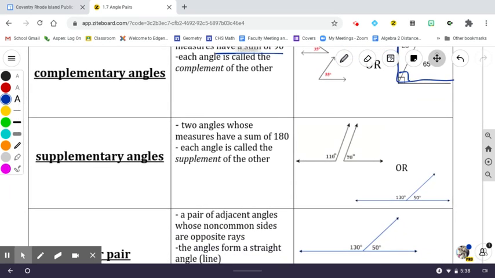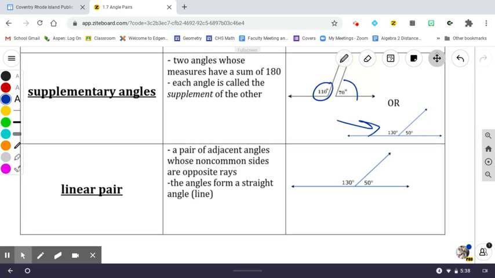Next is supplementary angles. Supplementary angles are two angles whose measures add to 180. Again, they can be next to each other like this one, or they don't have to be next to each other either. So either way works. They add to 180, and each angle is called the supplement of the other. So 70 is the supplement of 110.